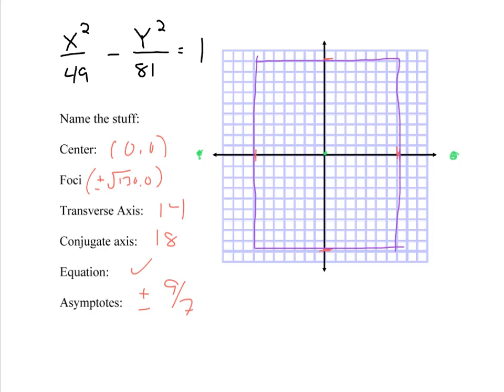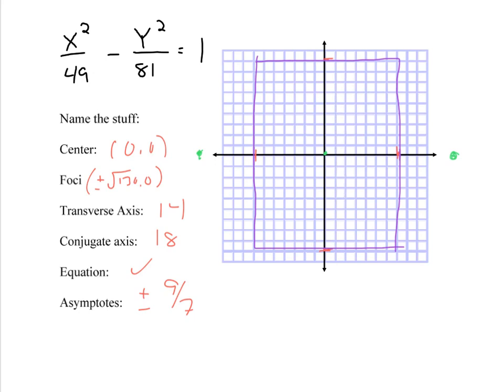Those are our foci. This length right here, of course, is c, right? Our a was 7. This is our a right here. So our transverse axis is 14. That's this length. Our conjugate axis was 18. That's 2 times 9. That's this length right here.